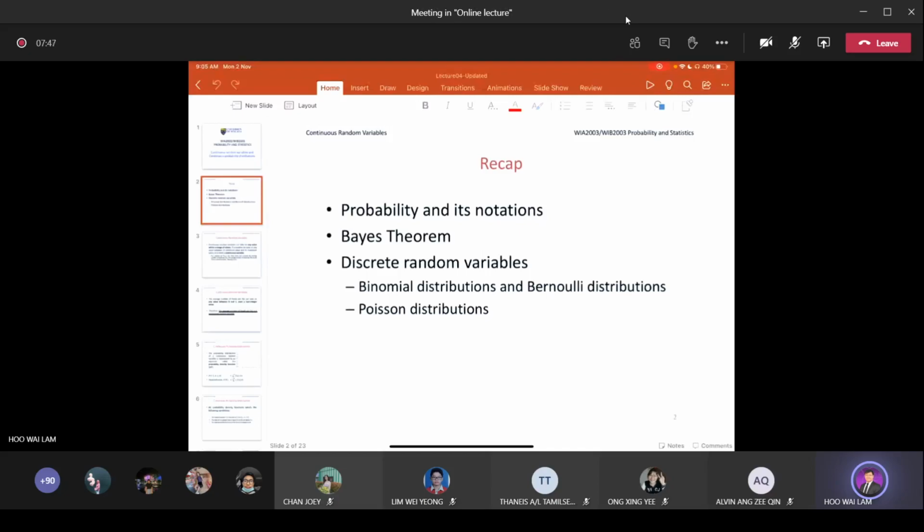If you still recall at the beginning, we talked about what is probability and also those basics, including complements, including multiplication rules, and so on. Then we have Bayes theorem. So we have gone through it in last week's class.